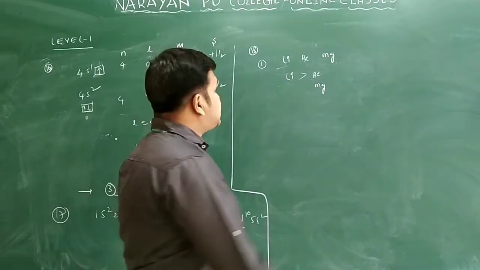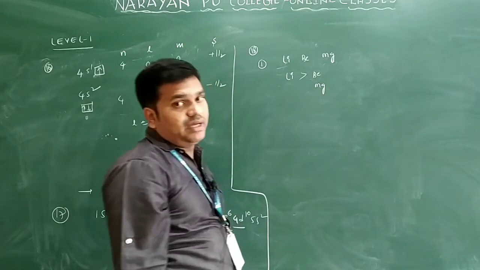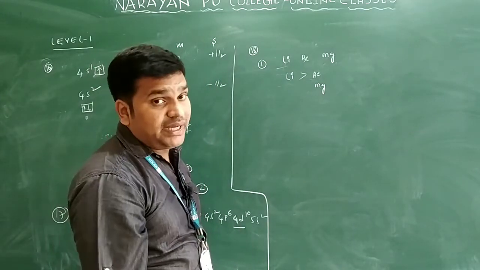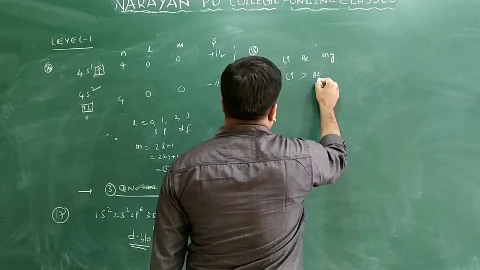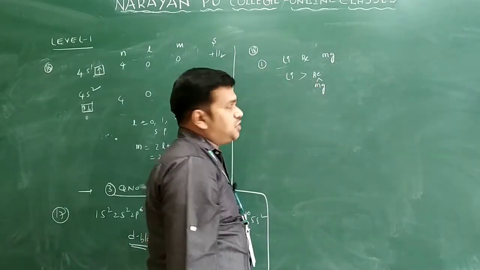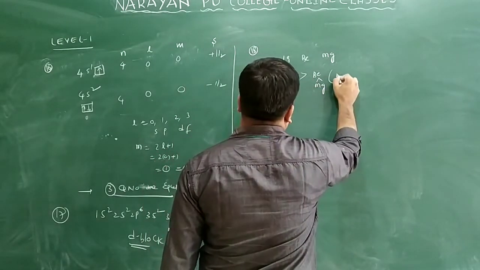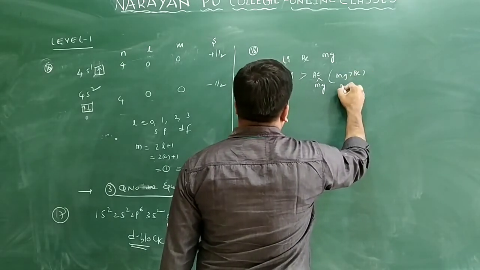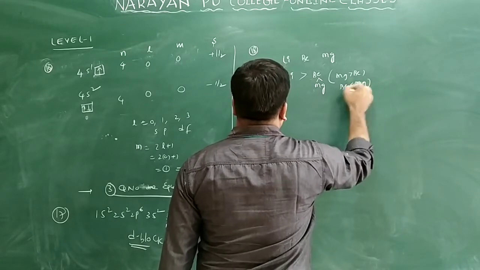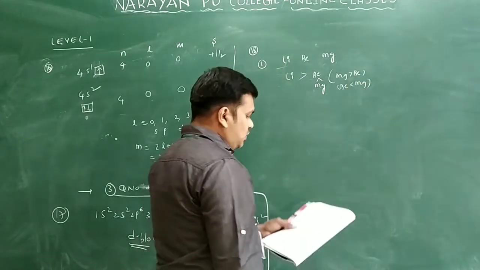But you can compare this beryllium and magnesium. Which one has the highest size? Beryllium is there, magnesium is there. From these two, what will you write? Beryllium is less than magnesium only. Or you can write in the brackets, magnesium is greater than beryllium.